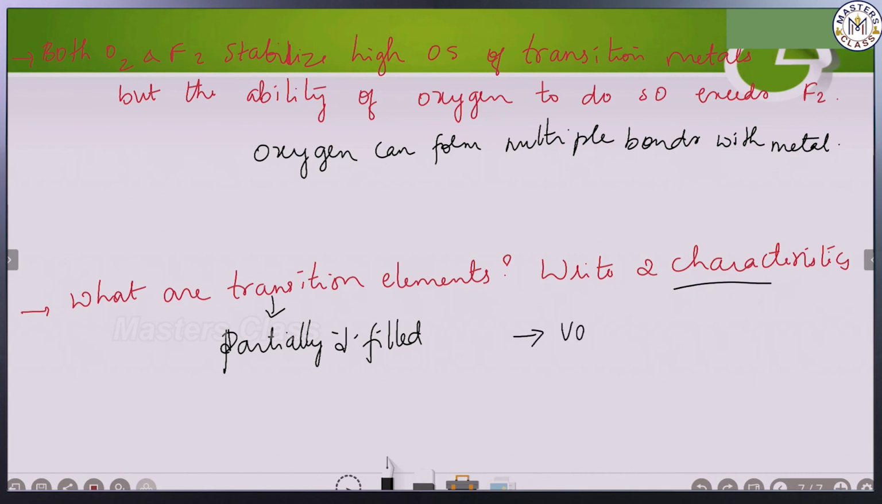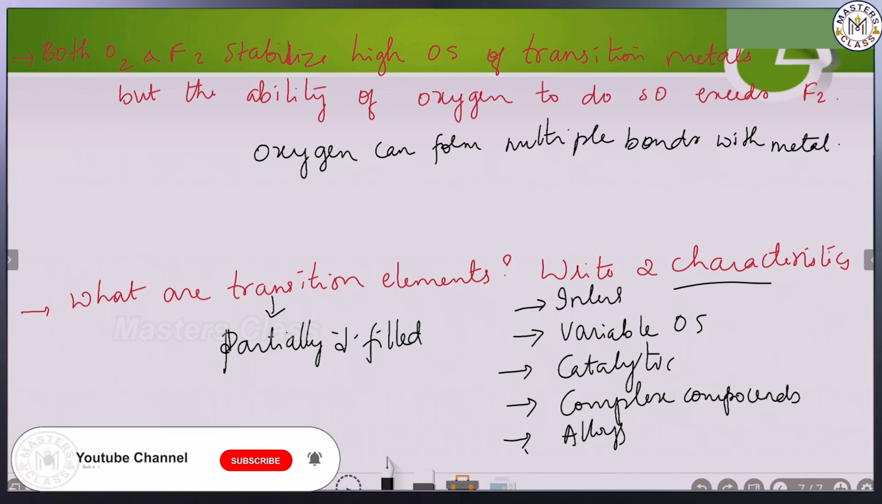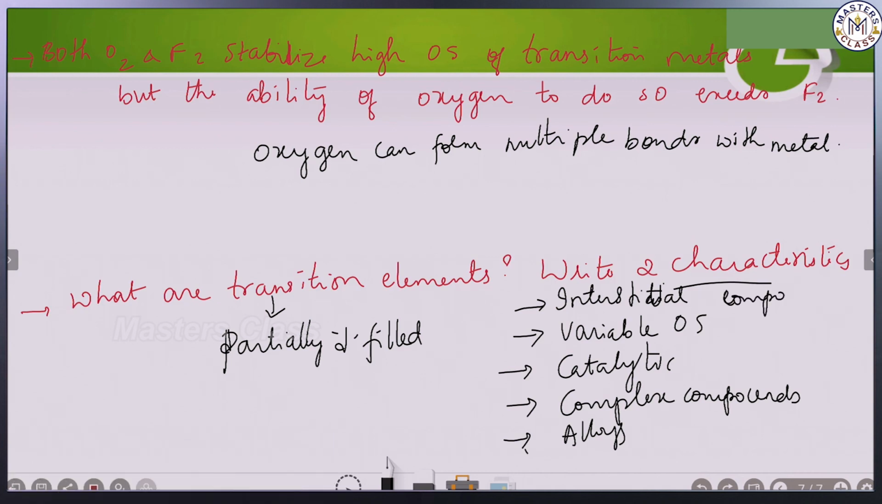So what are two characteristics of transition elements? They exhibit variable oxidation states, and they are good catalysts, so they have catalytic nature, and they can form complex compounds also. Coordination compounds can be formed because they have a partially filled d orbital, and alloys can easily be made, and even interstitial compounds can also be formed. So these are any two characteristics we can mention for the transition elements.